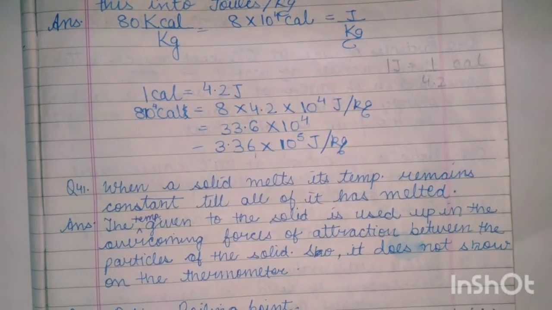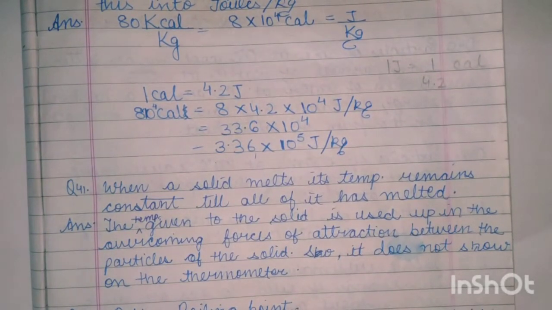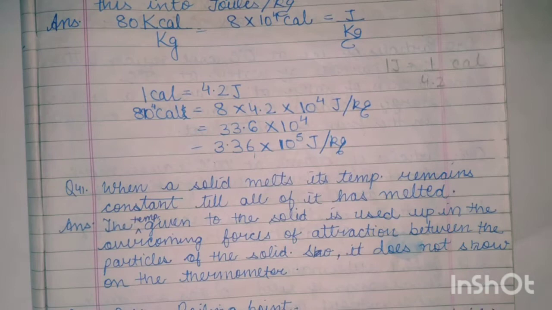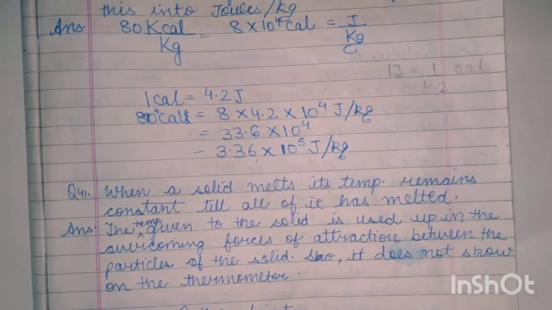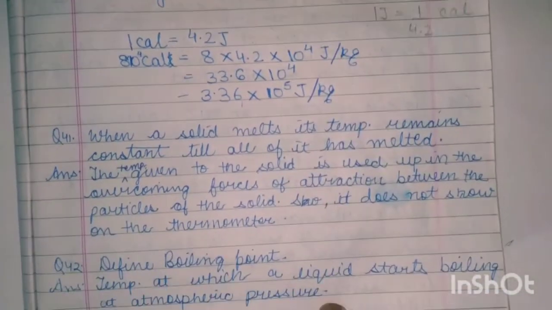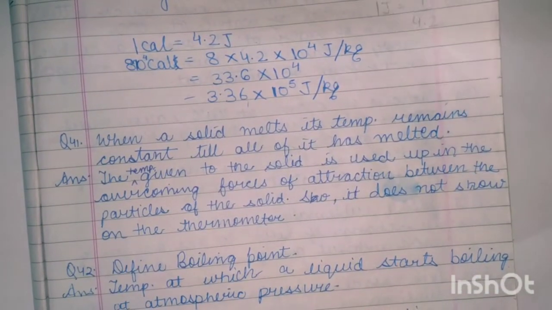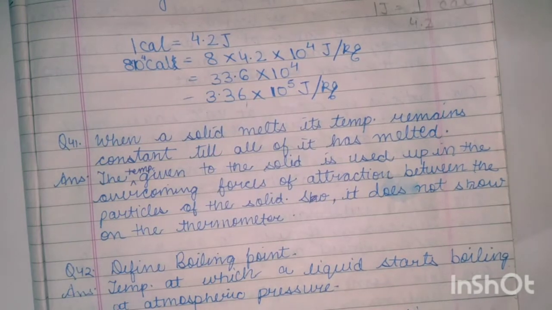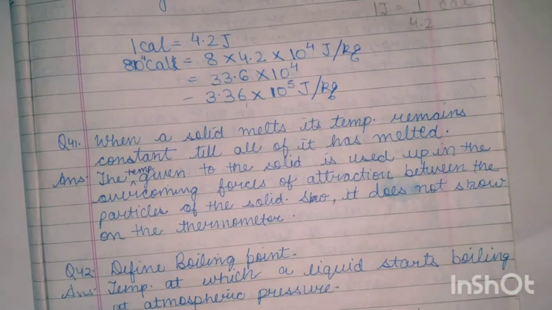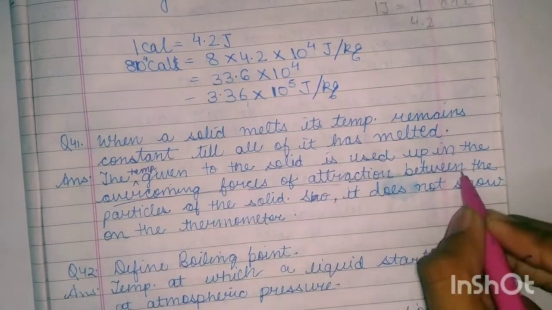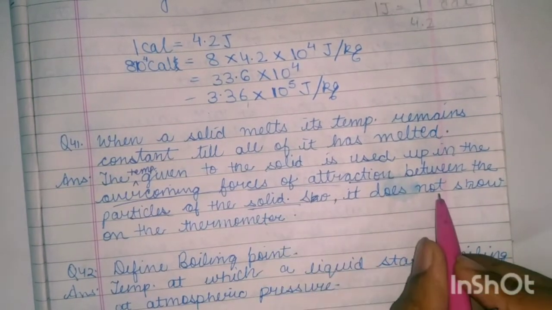Coming on to our next question. When a solid melts, its temperature remains constant till all of it has melted. Why is it so? The heat given to the solid is used up in overcoming forces of attraction between the particles of the solid, so it does not show on the thermometer. The heat we gave to the solid is used to overcome forces of attraction between the particles of solid, and it does not show on the thermometer.